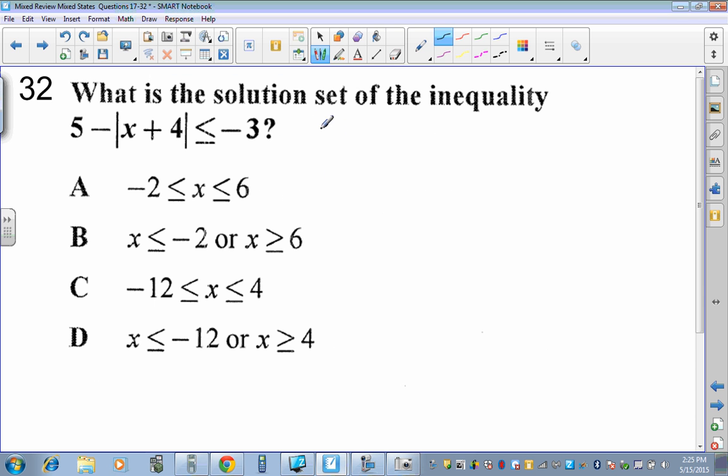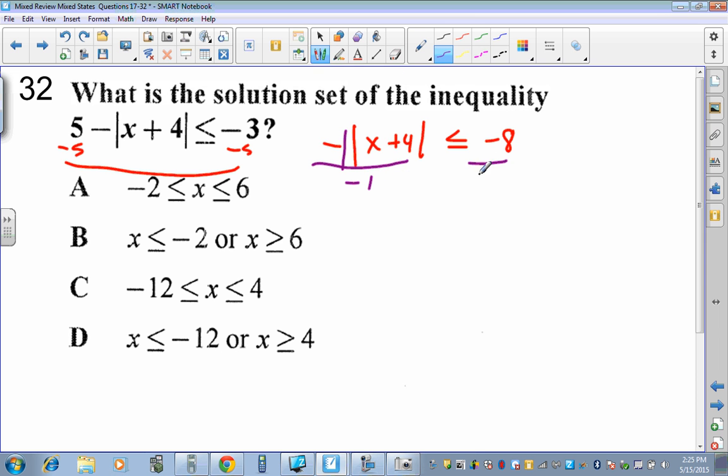Okay, and our last question in this video is to solve an inequality. People forget this all of the time, so let's make sure we review. First step you need to do is subtract 5 from both sides. That gives you negative absolute value of x plus 4 is less than or equal to negative 8. That's a 1 there. Let's divide. That gives you absolute value of x plus 4 greater than or equal to 8.